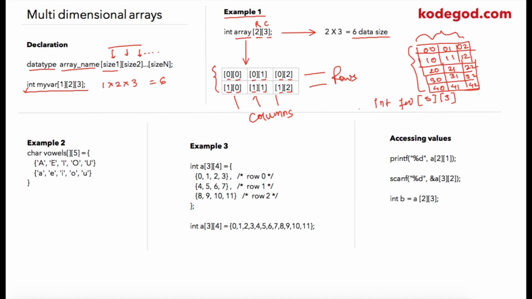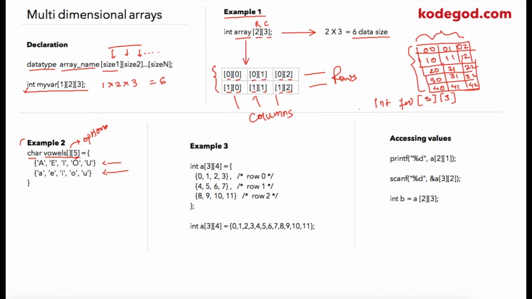Let us take one more example. In example 2, we are declaring a character array. It's a two-dimensional array. For simpler understanding, we are initializing the variables like this. So this is my first row and this is the second row. Also notice that in this case, I have not specified any size. So this is an unsized array. However, the second parameter is compulsory. So you need to at least specify the data size of your second dimension.